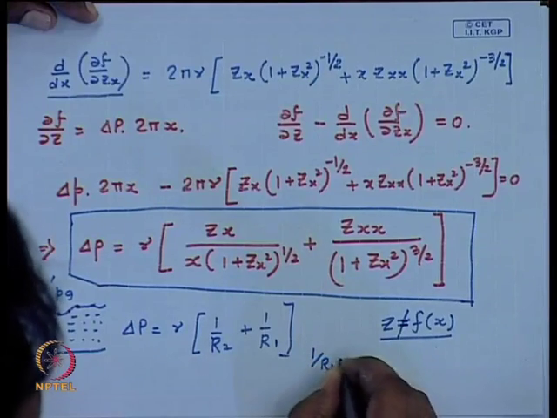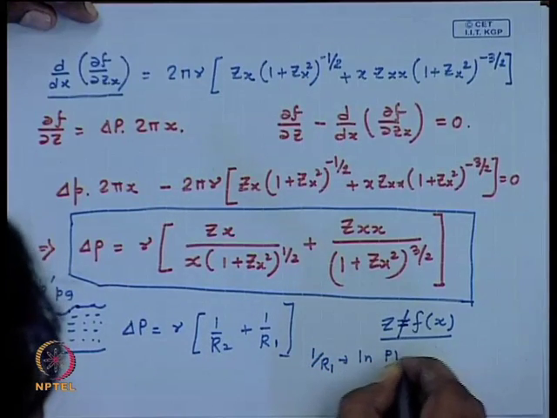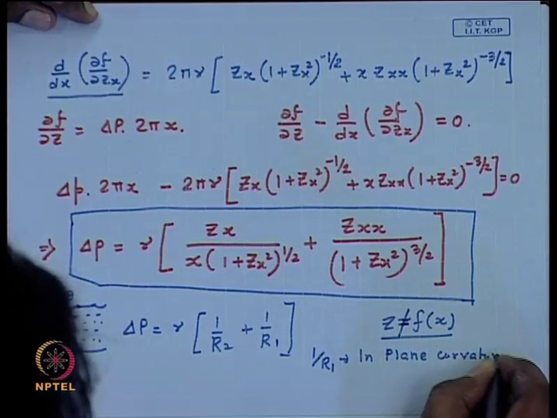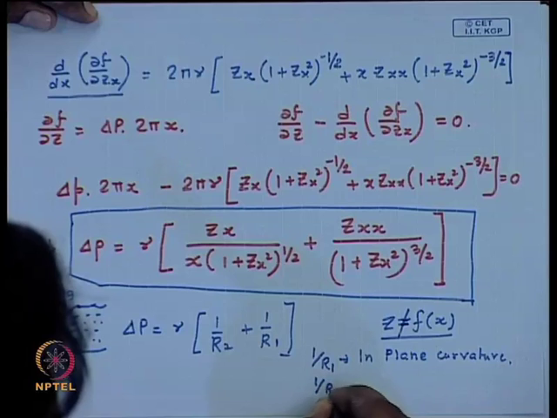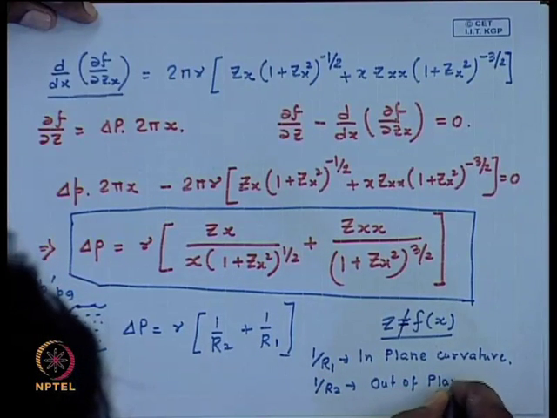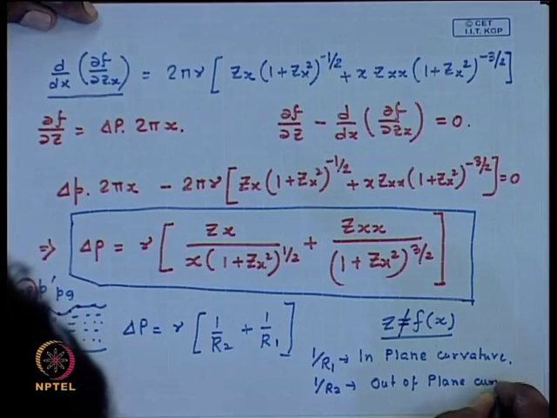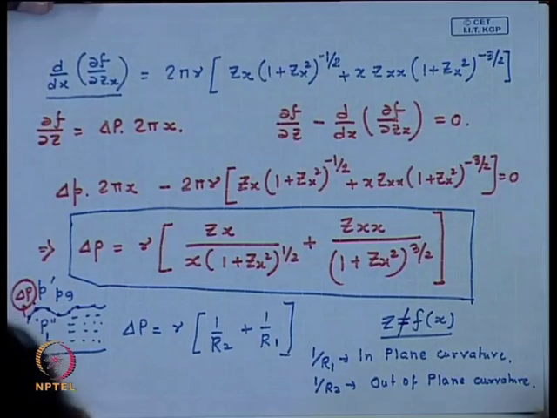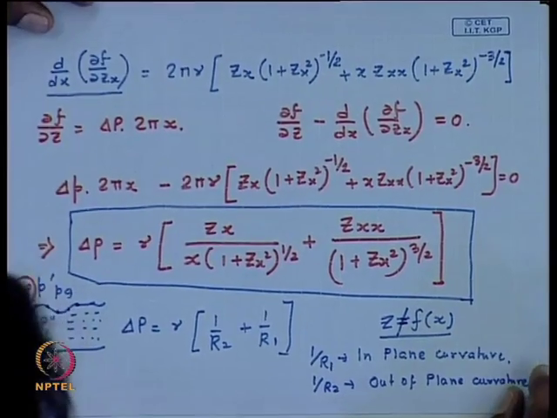So, typically the 1 by R1 term is referred to as the in plane curvature, and 1 by R2 is the out of plane curvature. But what it means we will see with a very simple example.